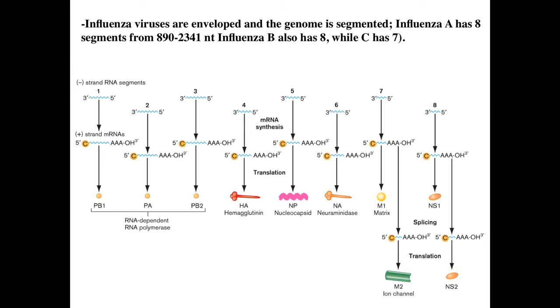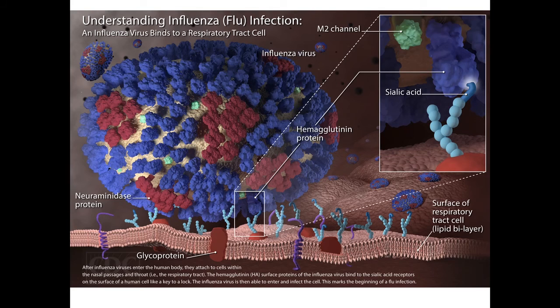with this alternative splicing. So we won't talk any more about influenza B or influenza C because influenza C is very rarely a pathogen. Very little is known about it. Influenza B only infects humans and it doesn't cause pandemics. So we won't waste our time on it.